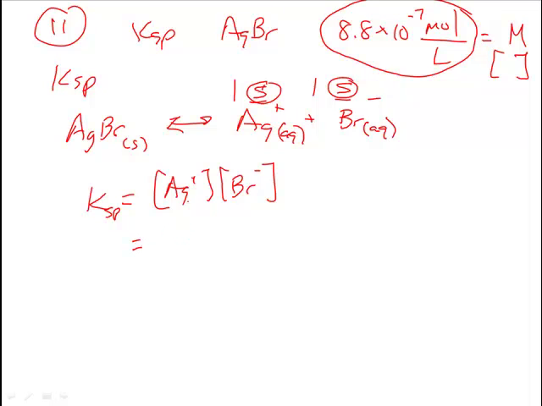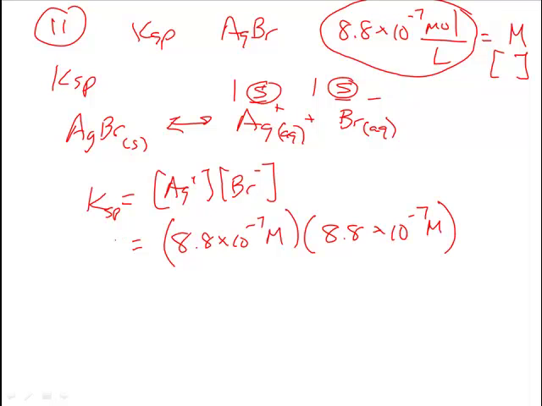So the concentration of the silver is equal to 8.8 times 10 to the negative 7th molarity. And the concentration of the bromine is exactly the same in this case because it's a solid dissociating into those ions. So you multiply these two together and that will give you your KSP value.